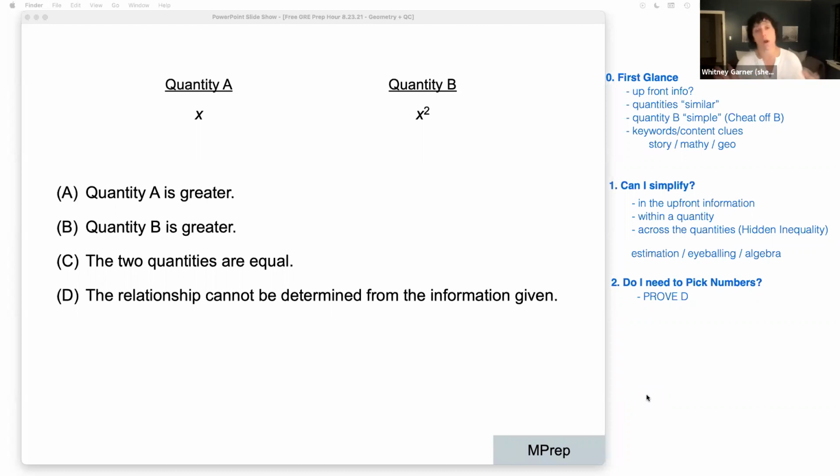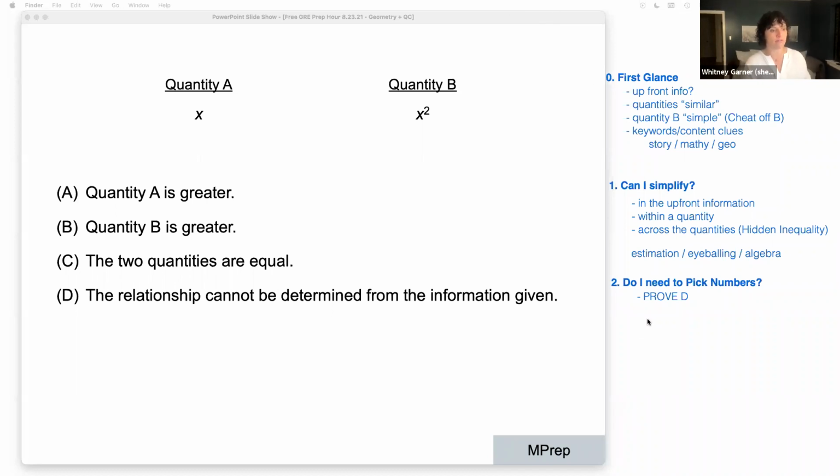Can I show that one of the 2 quantities is greater, and then show that the other one is? Or maybe I can show that the 2 quantities could be equal, but in some situations they're not. Or maybe I show that quantity B is greater, and then I show that they're equal. I don't need to show all 3. I just need to show 2 different relationships so that I can escape the always.